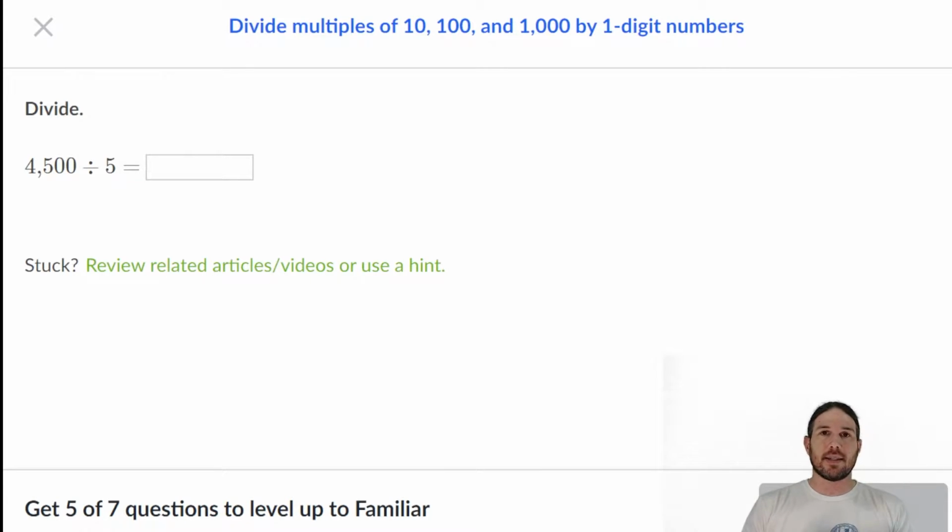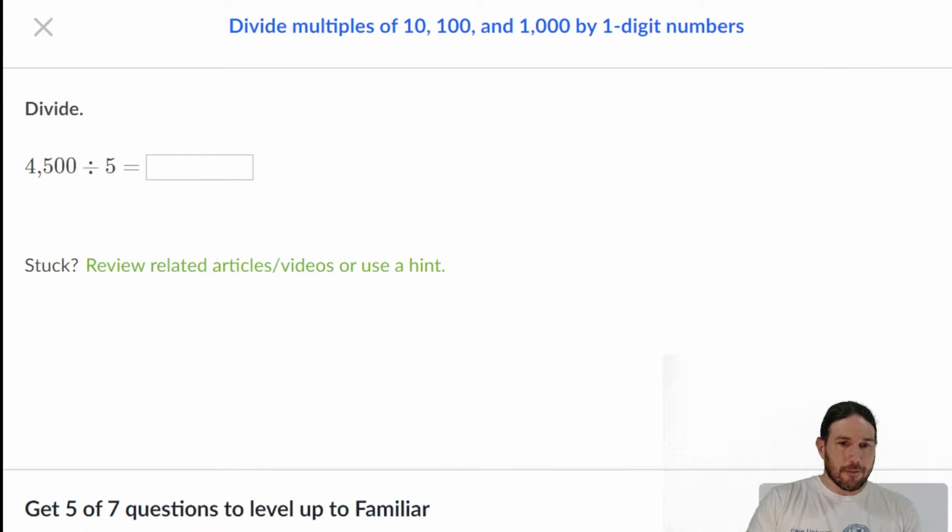Now, this is a deceptively simple problem, and when we're talking about dividing by one-digit numbers in this context, it can be as easy as two-digit division. This is as easy as what we were doing. There are just extra zeros involved. Let me show you what I mean.